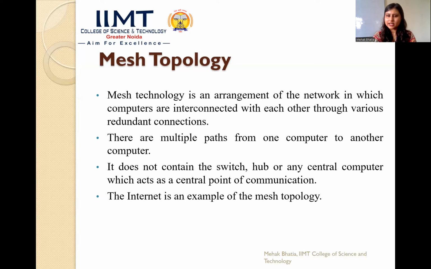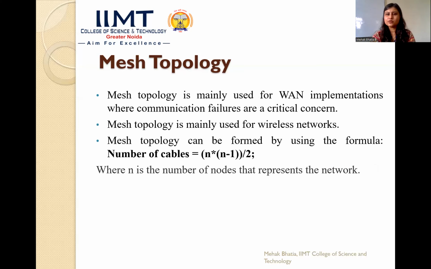It does not contain any switch or hub or a central computer which acts as a central point of communication. There is no central hub here in mesh topology; the devices are just interconnected with one another. The best example of mesh topology is the internet, where all the devices are interconnected with each other. Mesh topology is mainly used for WAN implementation, which is wide area network implementations, where communication failures are critical concerns. Mesh topology is also used for wireless networks.